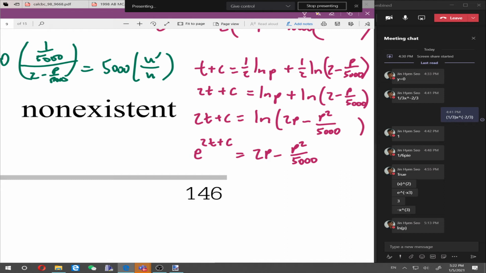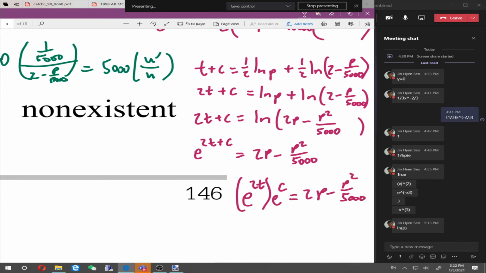What do you mean by rewriting the constant? If I'm adding with the same base, what can I do? Separate. I can separate. So if I wanted to separate this, what would it look like? e to the 2t times e to the c power. e to the c power is still going to be a constant.